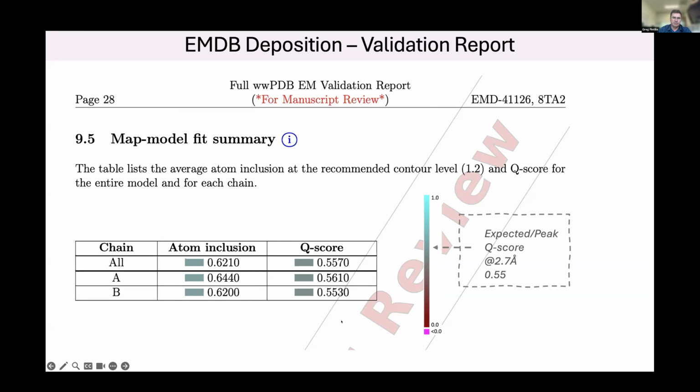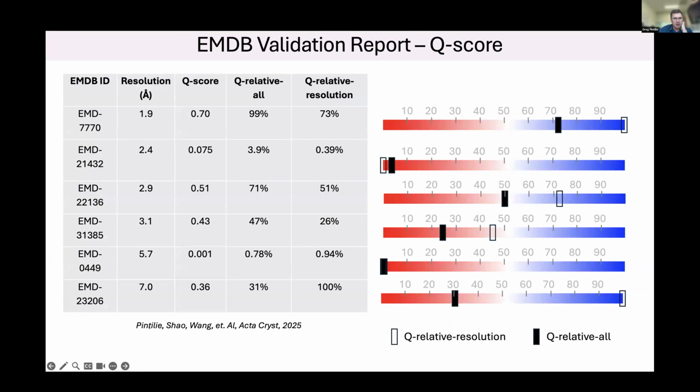Okay, now in this latest paper that we did that describes a lot of the plots and the analysis that I've shown over the past few slides, we also came up with these two new measures. They're called Q relative all and Q relative resolution. What Q relative all is meant to do is tell you where your Q score falls within all the Q scores seen in the EMDB.